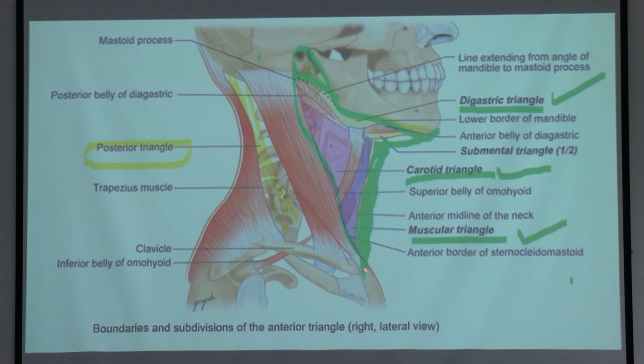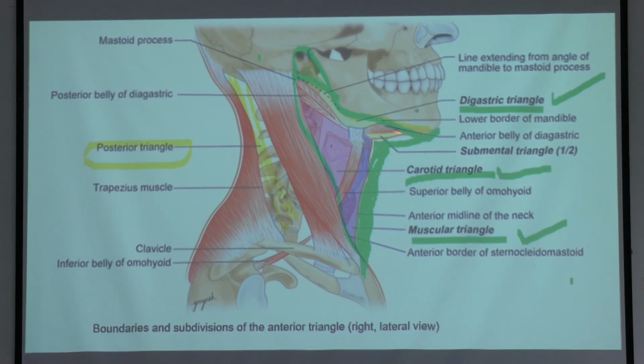This area. So above and posteriorly it is bounded by the superior belly of the omohyoid, below and posteriorly by the anterior border of the sternocleidomastoid, and the medial limit is the midline of the neck. So this is the muscular triangle.